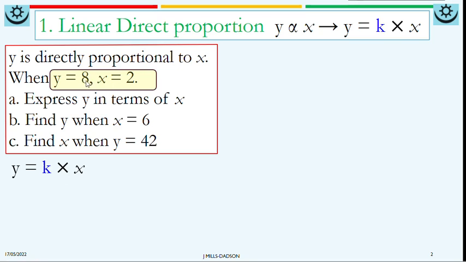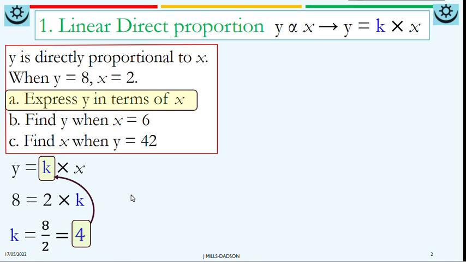Then you're going to use these two initial numbers to substitute to work out your K. So 8 equals 2 times K. And therefore we need to work out what K is from here. Simple equation. We divide through by 2. So K will be equal to 4.